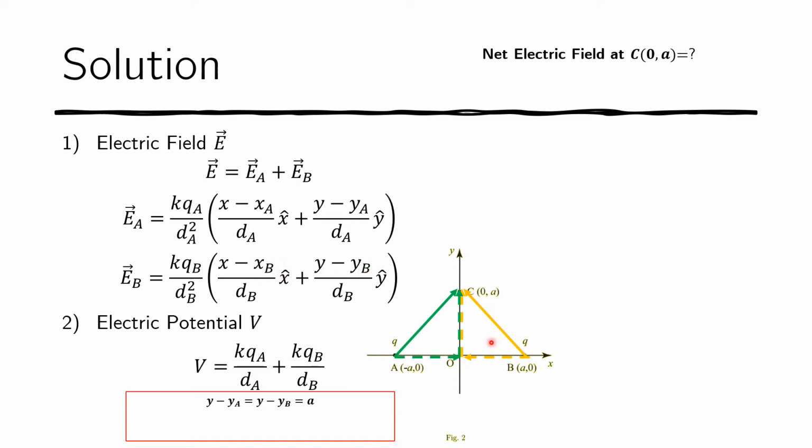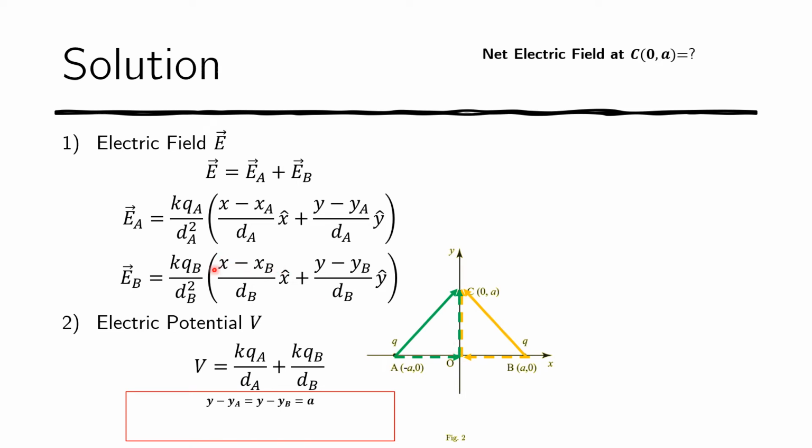This is now the position of charge b. So x sub b would be a, y sub b would be 0. And then we notice that if we do this computation, this one is just the vertical distance from c to a, so this green vertical distance, and y sub b is just the vertical distance from c to b. Again, this is the yellow vertical distance. And that's just a minus 0, right? So y minus y sub a equals y minus y sub b equals a. So this vertical distance is just a.